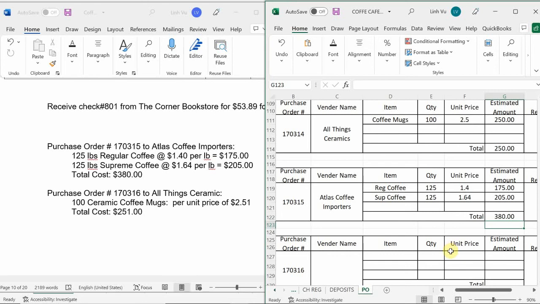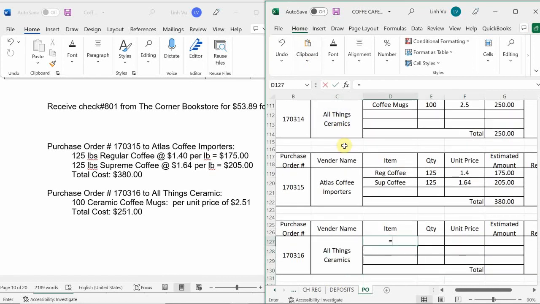Order number 316. We're going to request from All Things Ceramics. We're going to be purchasing coffee mugs. How many? We're going to order 100 again, for a price of $2.51 each. So that means this one is going to be for $251.